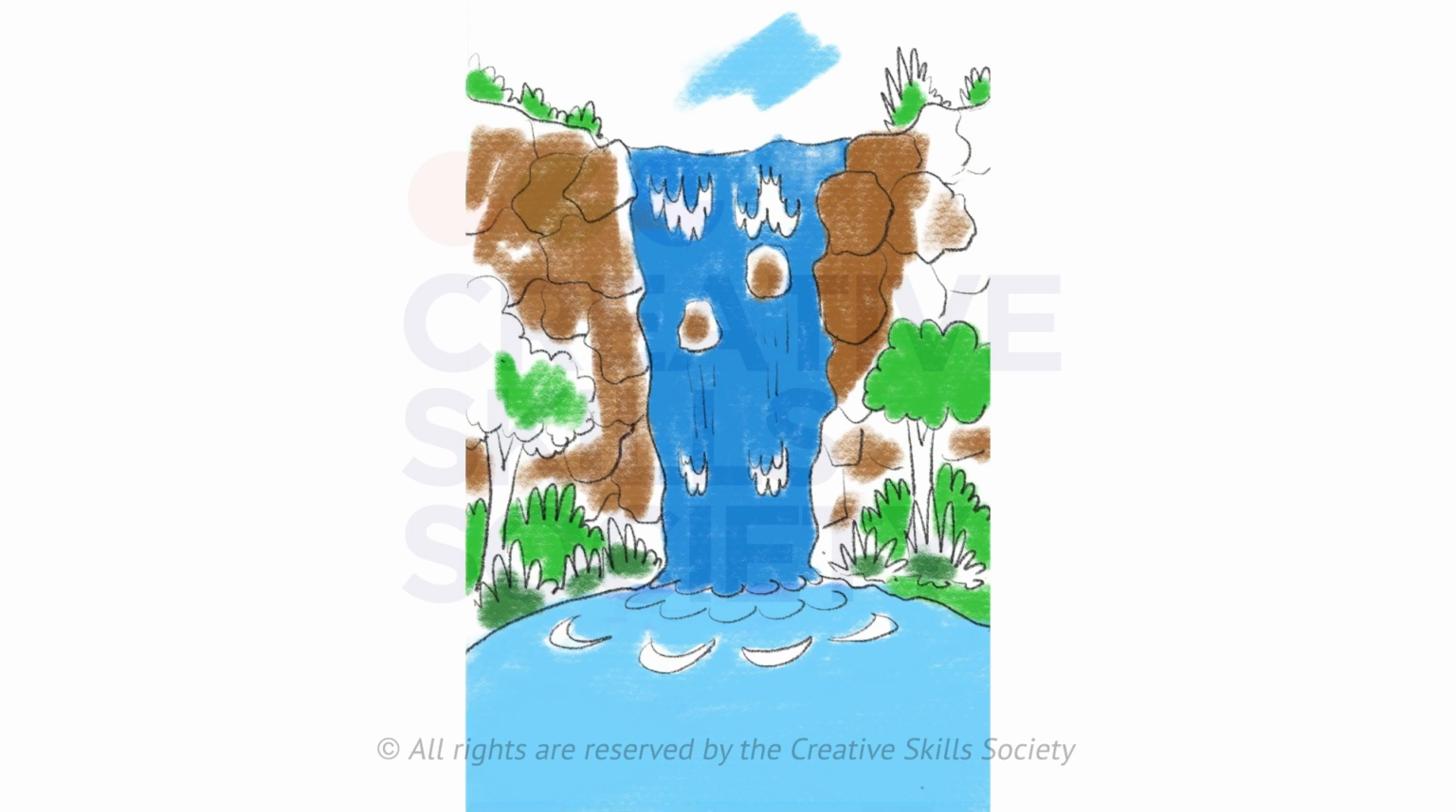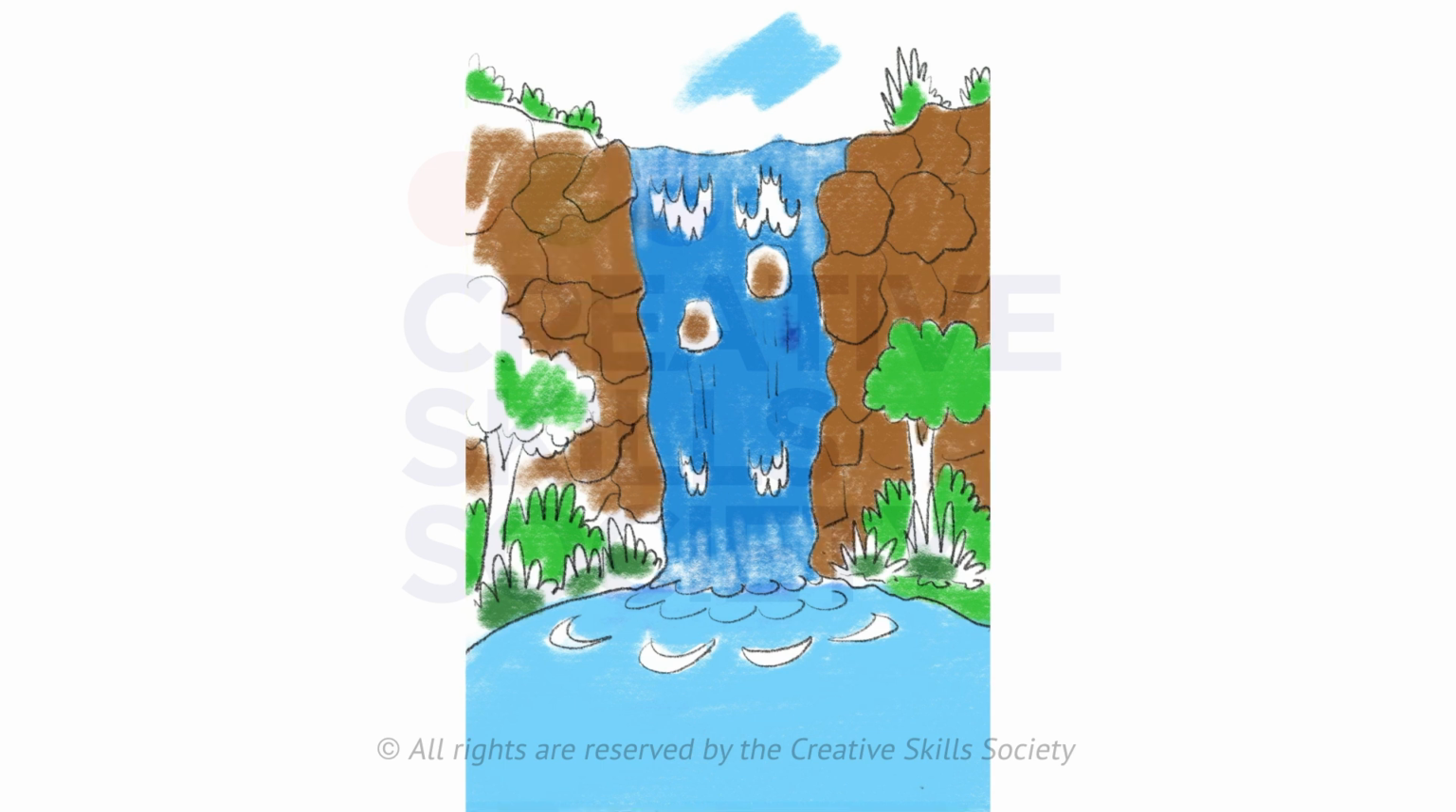Now let's add green to our landscape. Color the trees and the bushes around the waterfall using different shades of green. Next, color the rocks around the waterfall. We are going to use brown shades for the rocks.